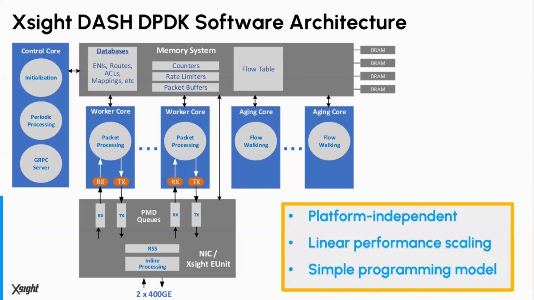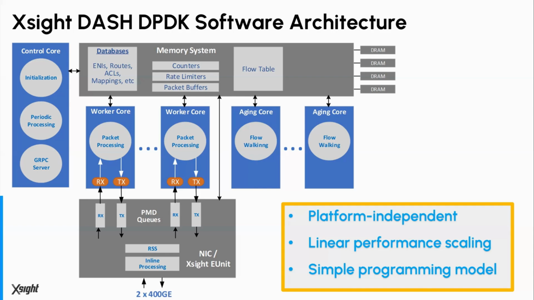And then on the top is the memory system. The memory system is where the databases live, where the flow tables live, your counters, rate limiters, and packet buffering. And then the software is in the middle. In our architecture, there's a control core that's responsible for initialization and for some periodic things like stats collection. Then there's the gRPC server, and this is where configuration from SONiC or from libsai comes into the data plane. And then there's a series of worker cores, and this is where the main packet processing happens in the Dash data plane.